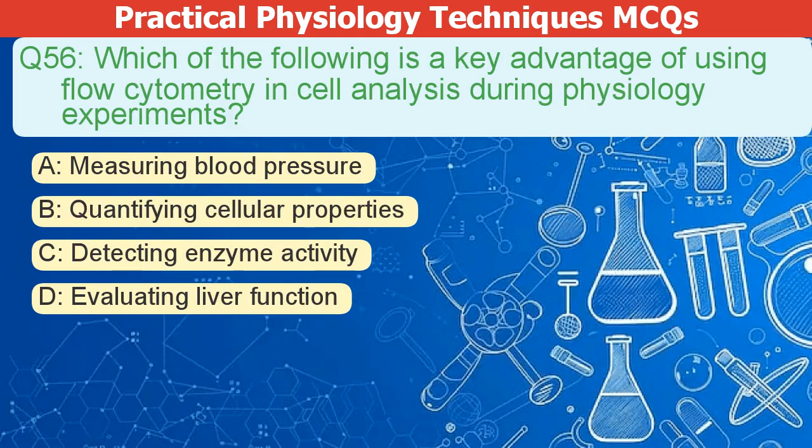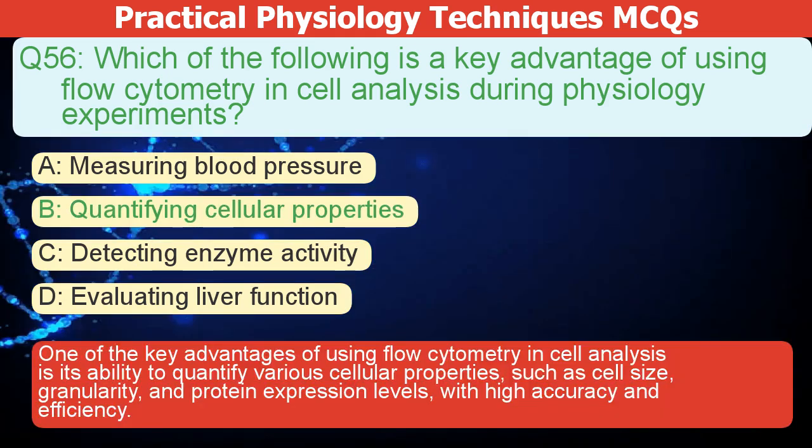Which of the following is a key advantage of using flow cytometry in cell analysis during physiology experiments? A. Measuring blood pressure. B. Quantifying cellular properties. C. Detecting enzyme activity. D. Evaluating liver function. The correct answer is B. One of the key advantages of using flow cytometry in cell analysis is its ability to quantify various cellular properties, such as cell size, granularity, and protein expression levels, with high accuracy and efficiency.